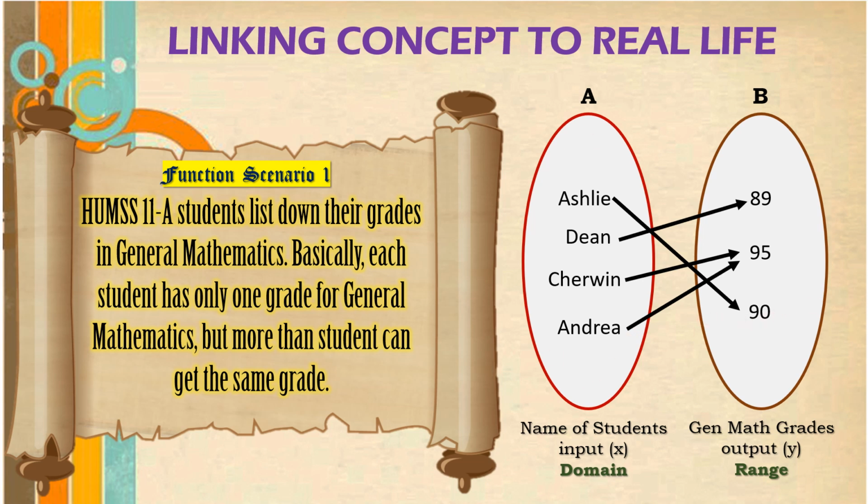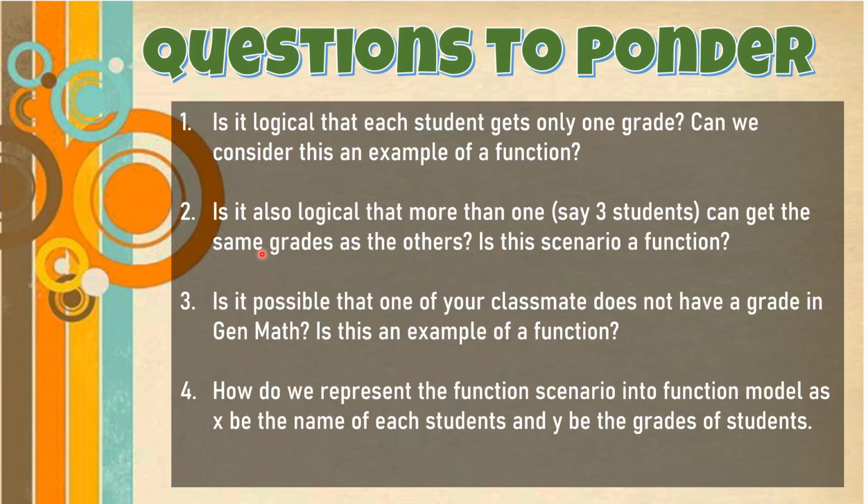And now let's proceed to the questions. On the previous situation, here are the guiding questions. Is it logical that each student gets only one grade? Of course, yes. Can we consider this as an example of a function? Of course, yes, as stated a while ago. Is it also logical that more than one, say 3 students, can get the same grades as the others? Is this scenario a function?